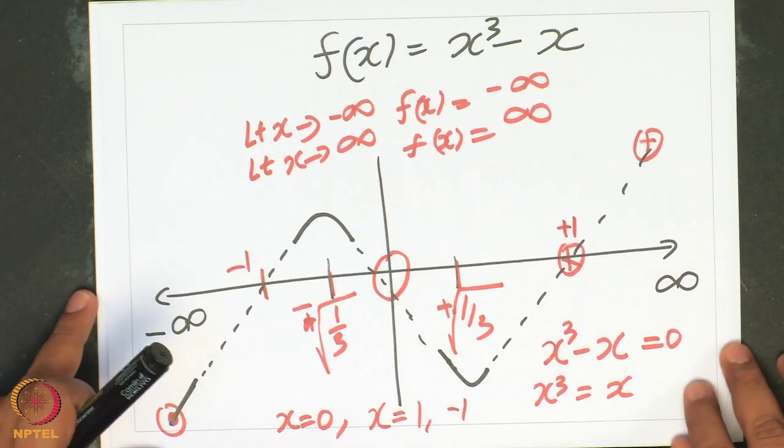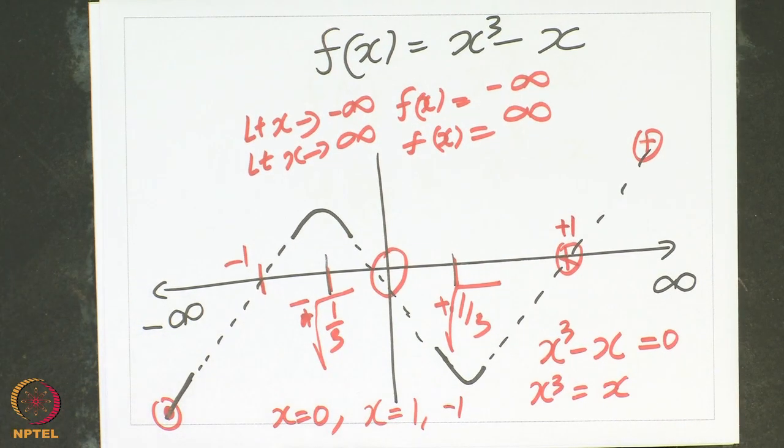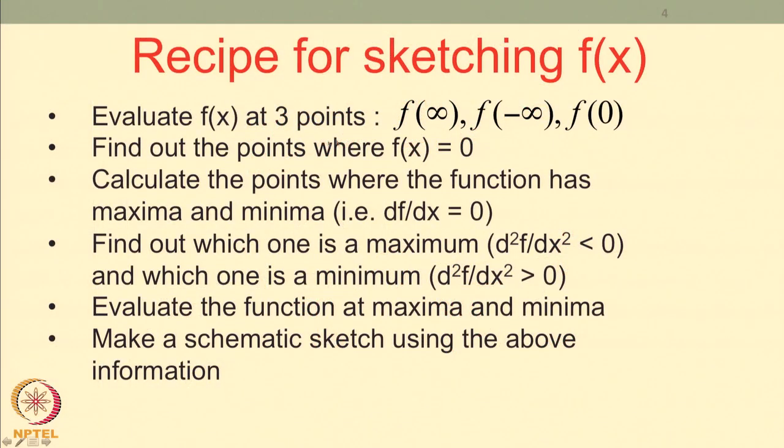We will see this. So, to see this, let us go ahead and understand this. But this is important: find out the points where the function is 0, calculate the points where the function has maxima and minima, that is, you calculate df by dx equal to 0, find out which one is maximum, that is, where d square f by dx square is less than 0, and which one is minimum, d square f by dx square is greater than 0. Evaluate the function at maxima and minima, and make a schematic sketch using the above information. This much information will help us to make a nice schematic sketch.